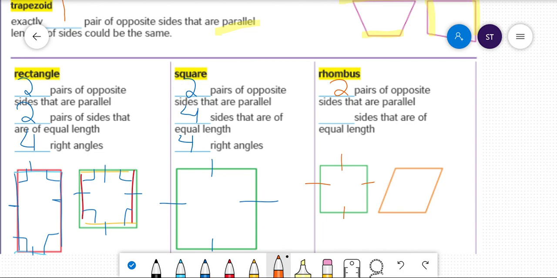Just like in the rhombus that we are accustomed to seeing, this side and this side are parallel. They will never meet and they will never touch. This side and this side are parallel. They will never meet and they will never cross. That is the first classification of a rhombus.